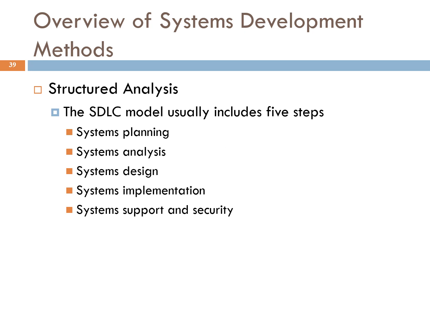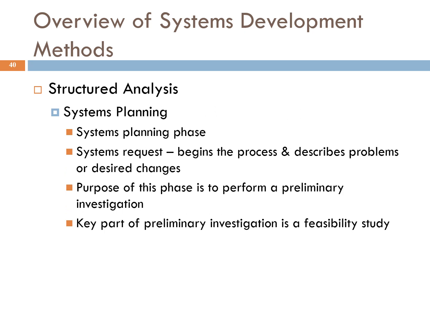The SDLC model usually includes five steps, as the ones that we have seen before: planning, analysis, design, implementation, support and security. Support and security can also be referred to as maintenance. So structured analysis, you start with planning. So you get the system requests. What does the system need? What is the basic component of the company? All these are in planning, including the preliminary investigation.